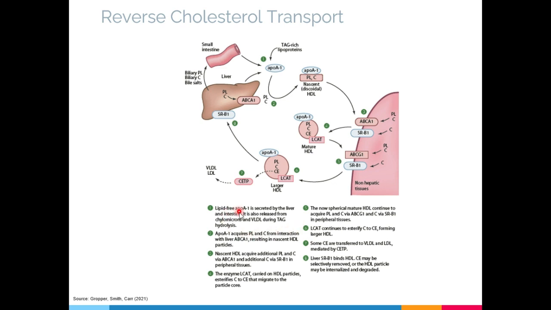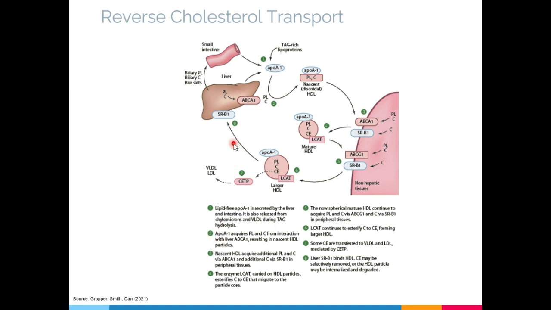Okay. So, it starts with the production of ApoA. Okay. So, si ApoA again ma-release ni small intestines and the liver. So, next is ApoA acquires phospholipid and cholesterol from interaction with liver ABCA1, resulting in nascent HDL particles.